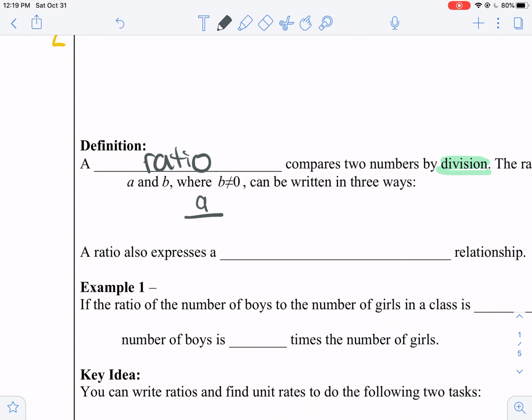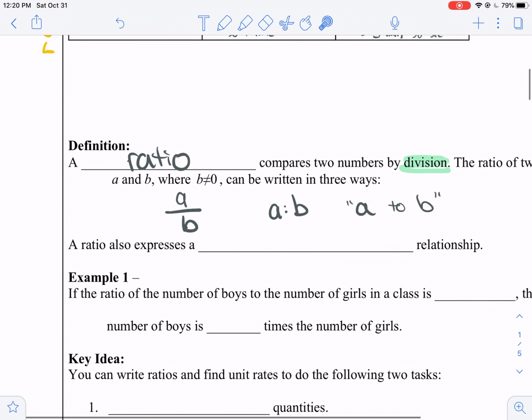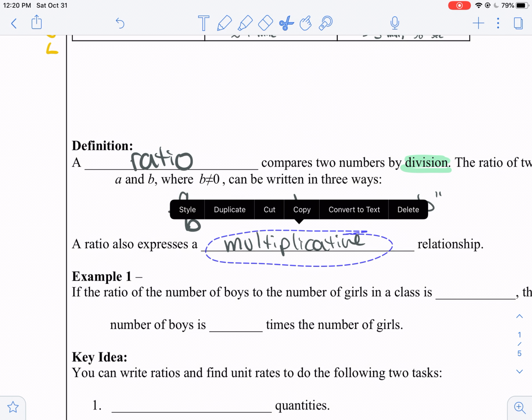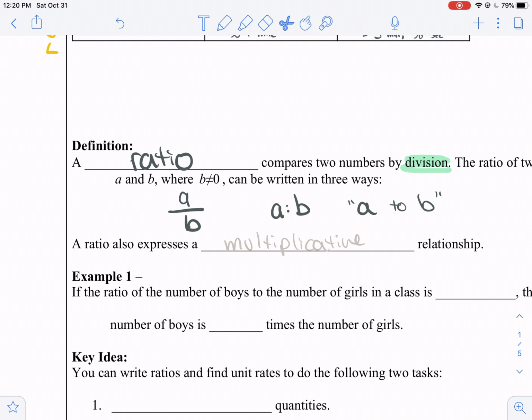We can write it as a division problem, I'm just kidding. It is division. Or we can write it as a ratio with this colon right here. Or we can write it in words saying A to B. This is my favorite because I love fractions. You will often see ratios like this, especially when expressing odds. So a ratio also expresses a multiplicative relationship because multiplication is the opposite of division. However, for this class, we're going to consider ratios a lot like dividing. So we're going to kind of mute that for a second.